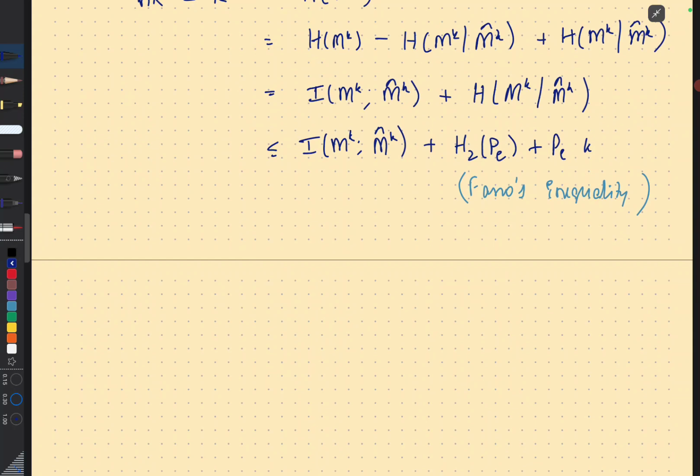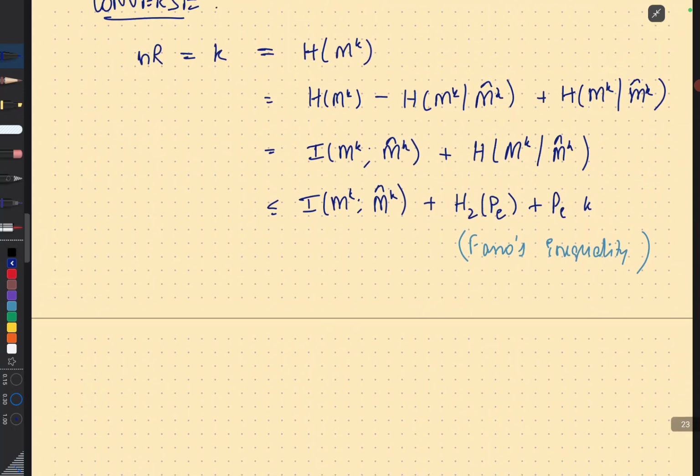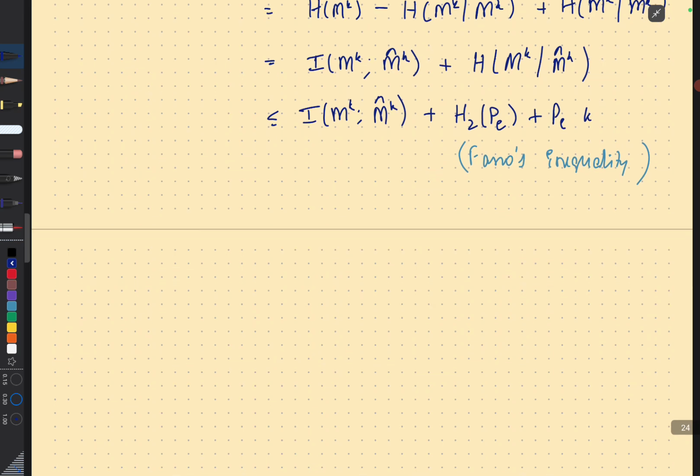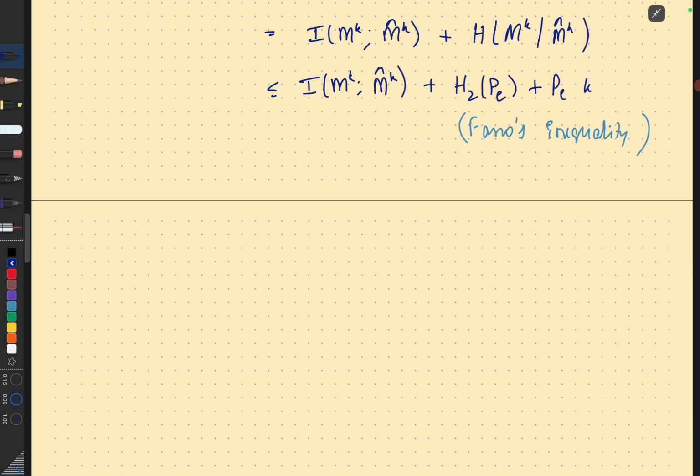So this h of Pe plus Pe times k is something that's very small. It's much smaller than the left hand side, which is k. All right. But I now still have the mutual information between mk and mk hat. My next step, so ultimately I want to bound the right hand side.